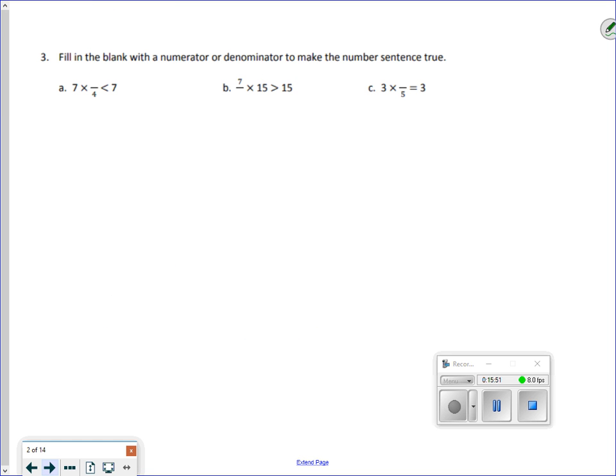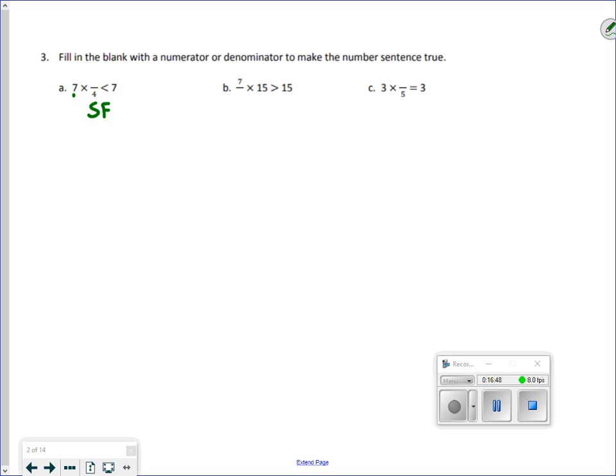So here we have fill in the blank to make the sentences true. So we have 7 times something over 4 that is less than 7. So this is our original number. Our scaling factor is something fourths. But we need to make the product of something times 7 less than 7. So what can you multiply by 7 to make 7 smaller?